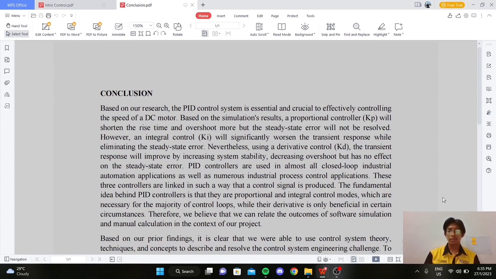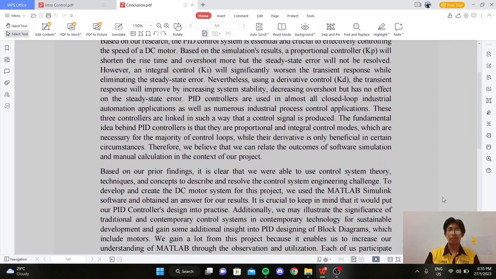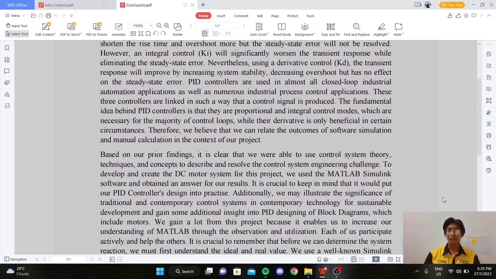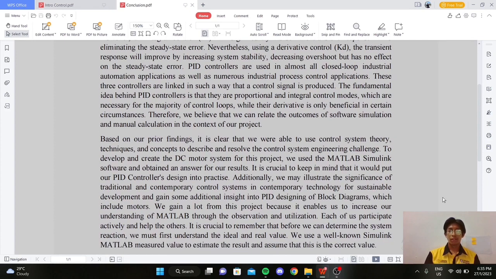PID controllers are used in almost all closed-loop industrial automation applications as well as numerous industrial process control applications. So based on our prior findings, it is clear that we were able to use control system theory, techniques, and concepts to describe and resolve the control system engineering challenge. To develop and create the DC motor system for this project, we used the MATLAB simulation software and obtained an answer for our results. So we gained a lot from this project because it enables us to increase our understanding of MATLAB through observation and utilization.